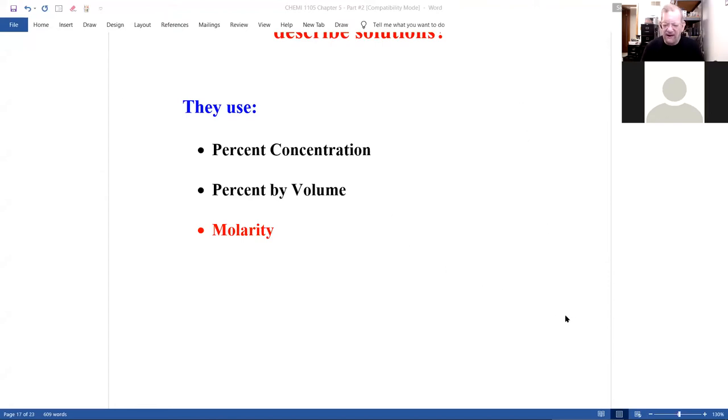And today I'm going to talk about molarity. And molarity is a way of determining the concentration of, and everybody got it right, it is red.